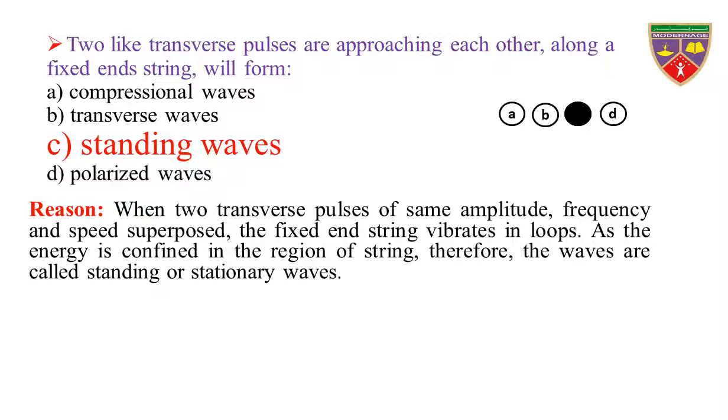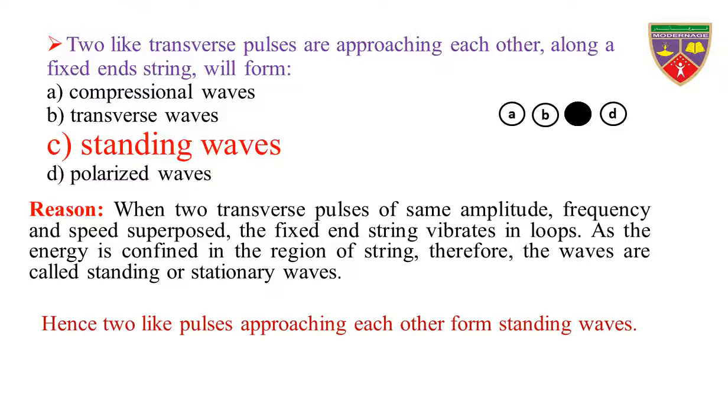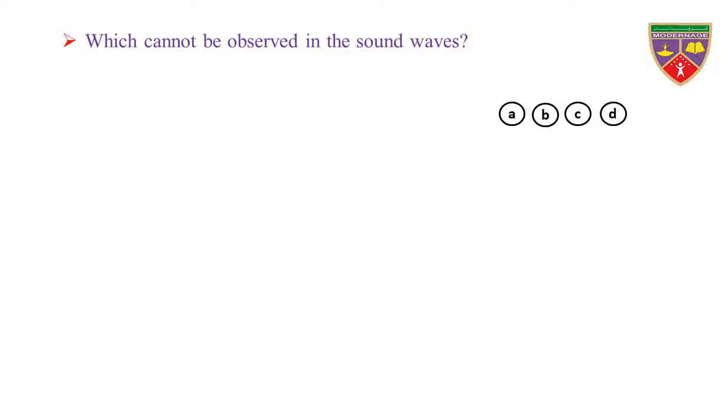Reason: when two transverse pulses of the same amplitude, frequency and speed are superposed, the fixed-end string vibrates in loops as the energy is confined in the region of the string. Therefore, the waves are called standing or stationary waves. Hence, two like pulses approaching each other form standing waves, which cannot be observed in sound waves.